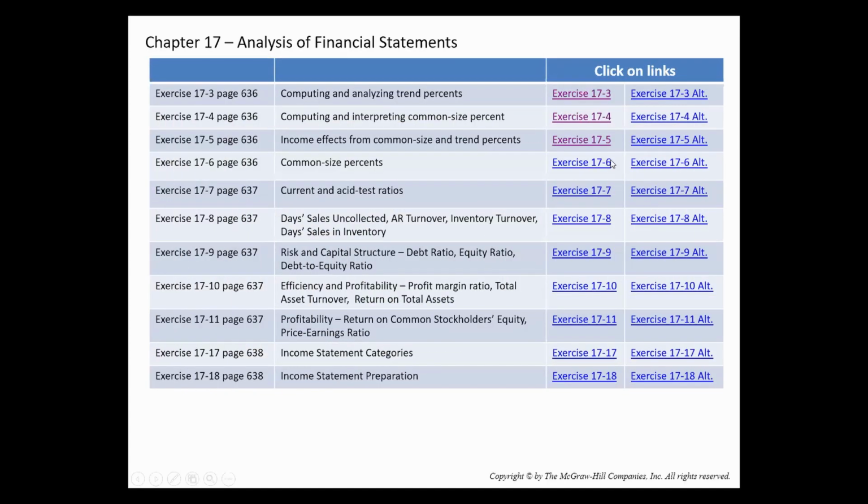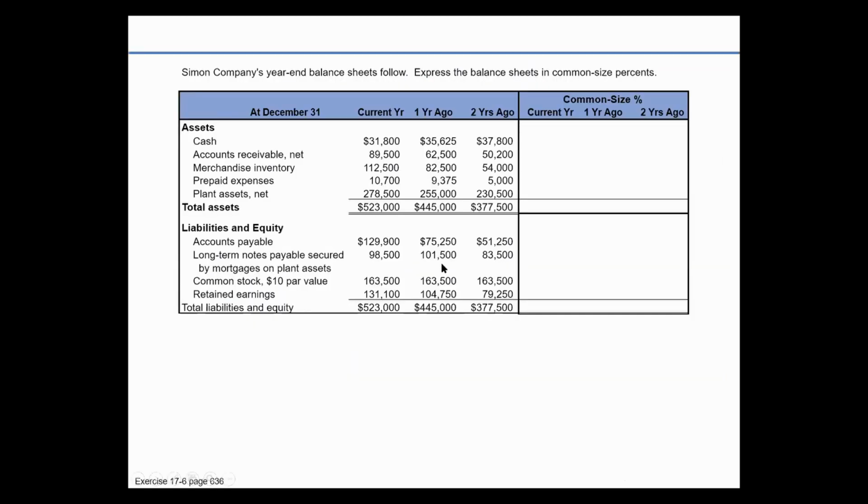Another example for common size percents. This time it will be how we can do that for the balance sheet. And so remember that the total assets is going to be 100%. And then when we get there, our total liabilities and equities are going to be 100%. So then you're going to take and figure out then what percentage it is of the total. So for example, we see that the first one is cash for 2 years ago is 10% of our total, right?